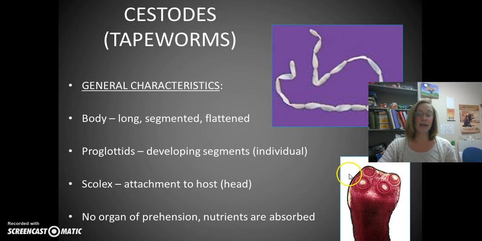Now on the scolex there is no organ of prehension, meaning no mouth. They don't eat through a mouth. All of their nutrients are absorbed through the body wall.